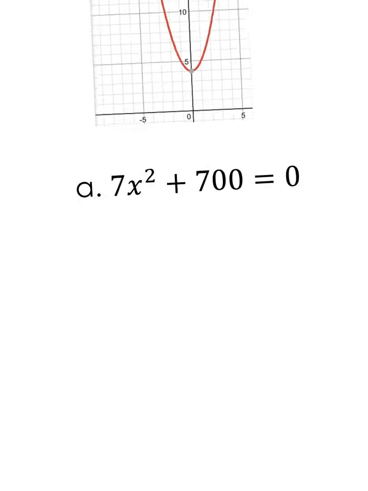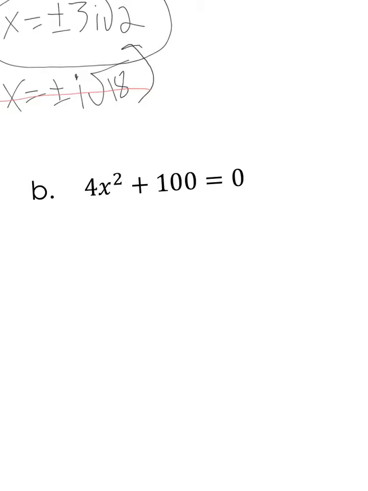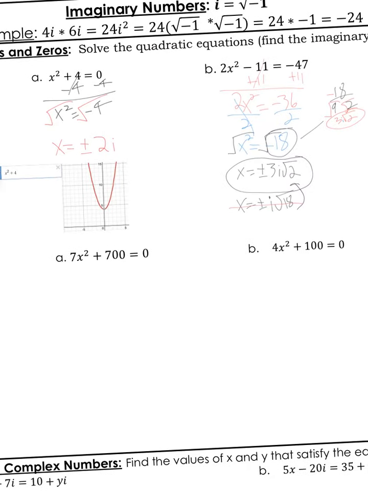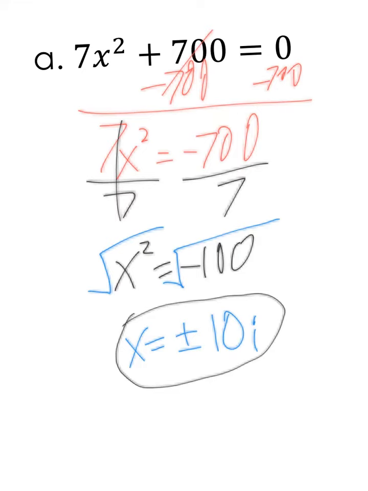So you try this one, and you try this one. Okay, so pause it and give it a go. Okay, for letter A, I minus 700 to the other side, and then I divide by 7, so I got x squared equals negative 100. So if you ever get stuck with your square roots, just type in the square root of that number as a positive, and then just throw the letter i by it when you write down your answer. The square root of 100 is 10, so my answer is plus or minus 10i.